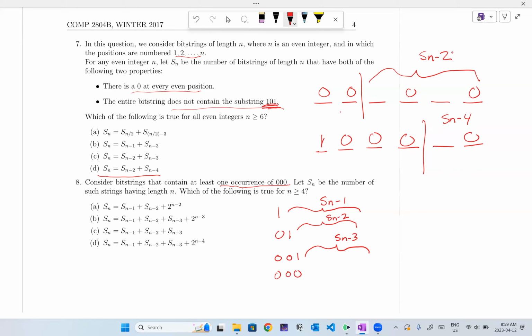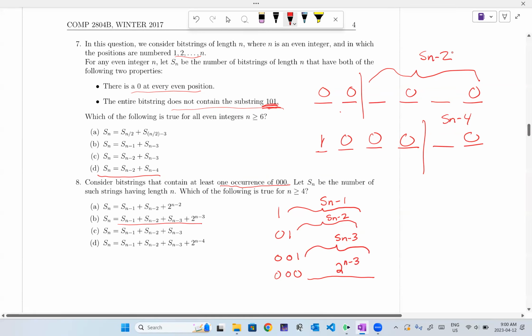Well, then I have at least one occurrence of 0, 0, 0, and these bits can be anything. Right? They can be 0 or 1 or whatever. I have n minus 3 of them and 2 choices for each of them. Okay, so then it would just be Sn minus 1 plus Sn minus 2 plus Sn minus 3 plus 2 to the n minus 3. And yeah, so that's B. Okay.